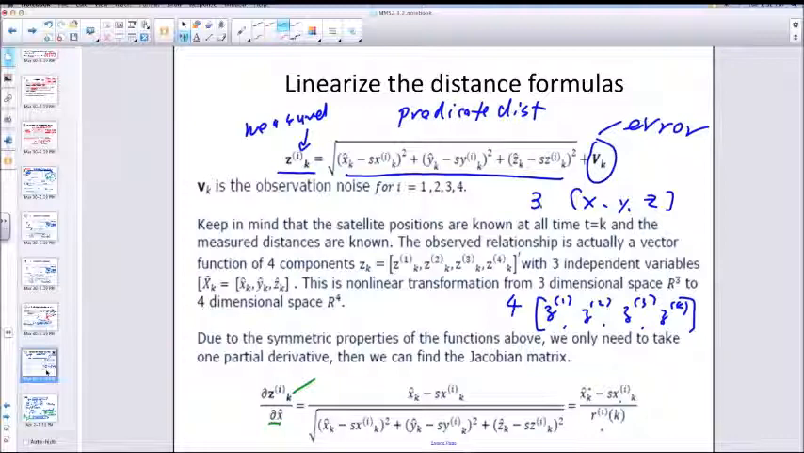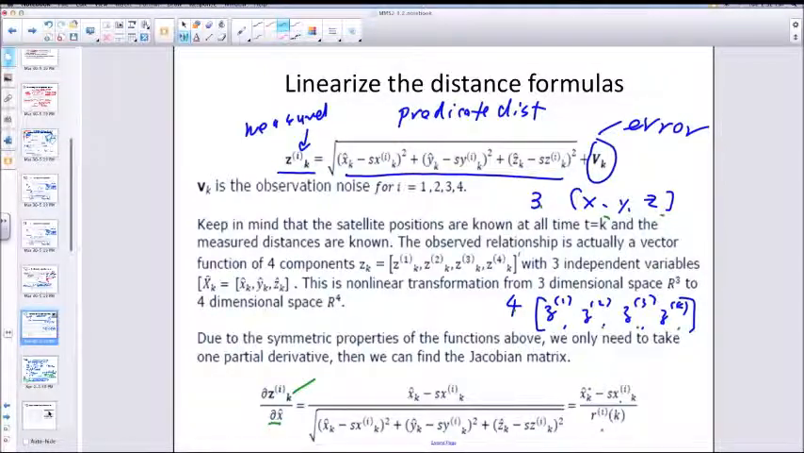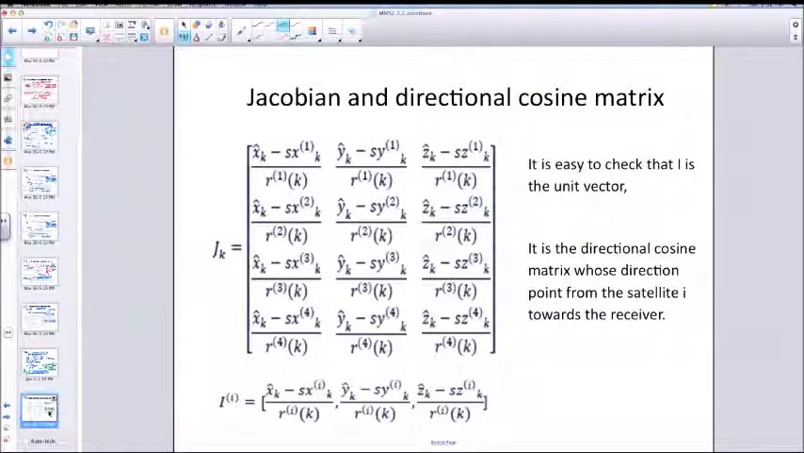12, right? 3, 4. You have 2x, 2y, 2z, make it 3, and the satellite 1, 2, 3, 4, and then you get 12 of those partial derivatives. We call it the Jacobian. You remember the Jacobian. And what is the change?